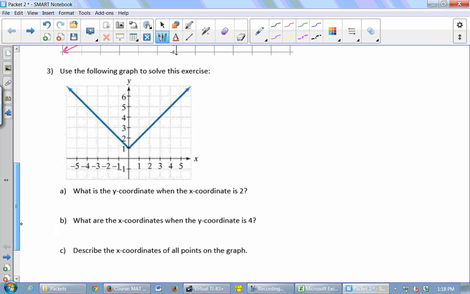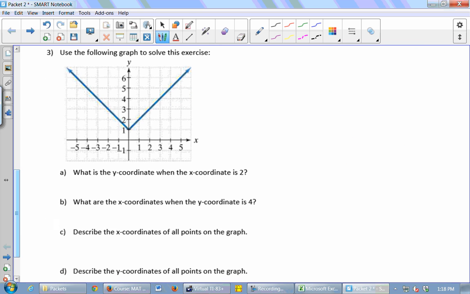All right. And use this graph to solve the problems. What is the y coordinate when the x coordinate is 2? 3. Yep, so you find the x coordinate of 2, you go up to the graph, read the y coordinate is 3. What are the x coordinates when the y coordinate is 4? -3 and 3. So you find the y coordinate of 4, go over to the graph, and read the x coordinates, 3 and -3.